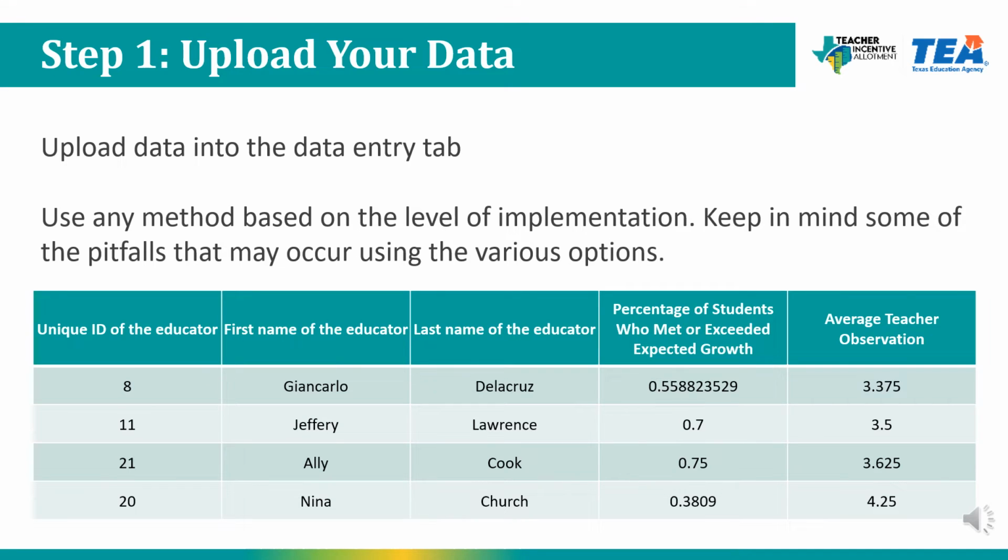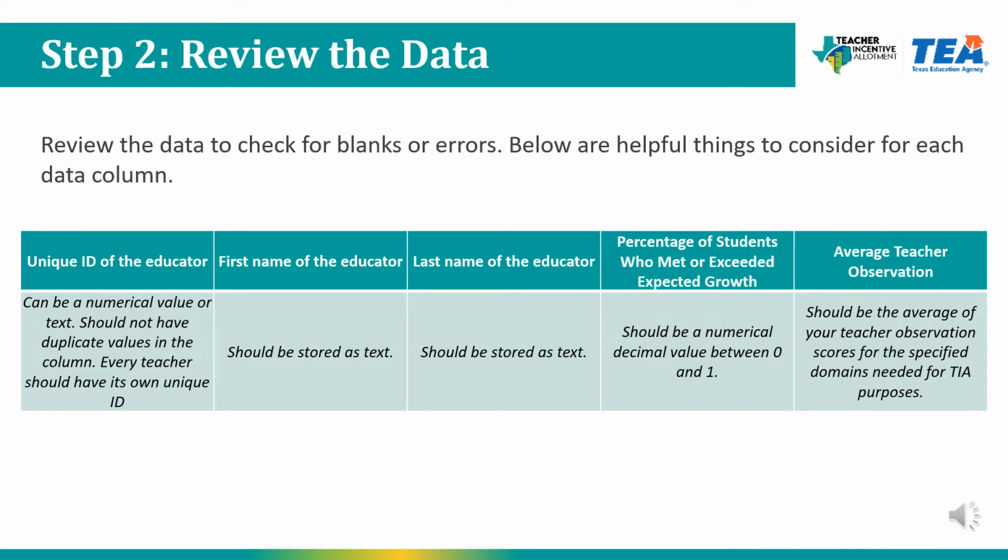Step 1 in the process is uploading the data into the tool. This table shows an example of what the data structure should look like once uploaded into the Planning Dashboard. Step 2 of the process is reviewing the data. Take note of the helpful things to consider in the table, as this will help ensure the ability of the tool functioning correctly.